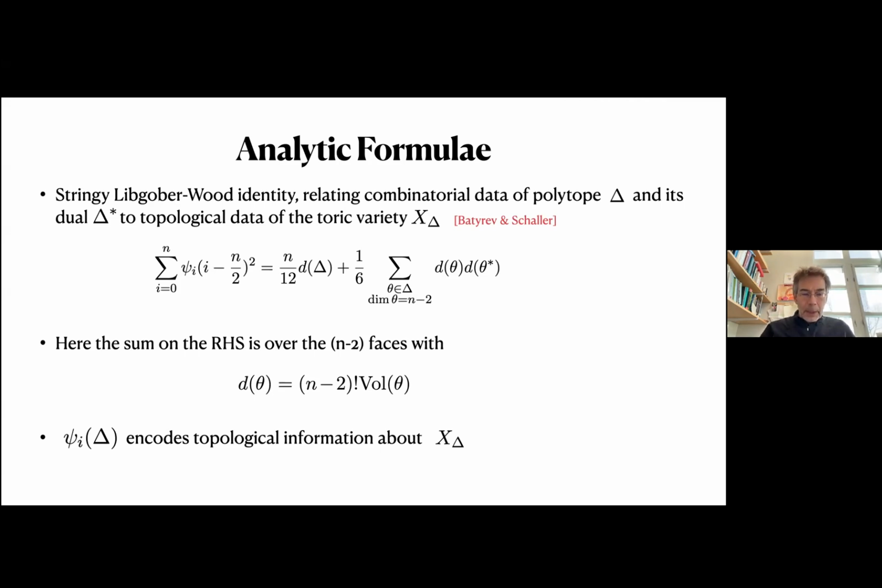The psi i's have two interpretations, and the interpretation we're going to use here is that they encode information about the polytope and the scaled up polytope, as we'll see on the next slide. But they also appear in the original Libgober-Wood identity from 1990, an expression that tells you how the Hodge numbers are related to various types of Chern classes on the ambient space. But I'm not going to go into that detail now.